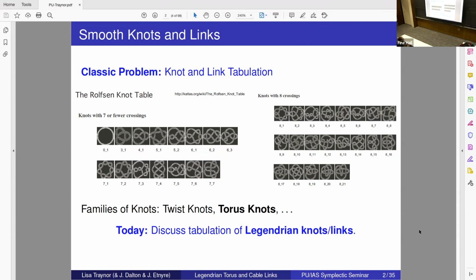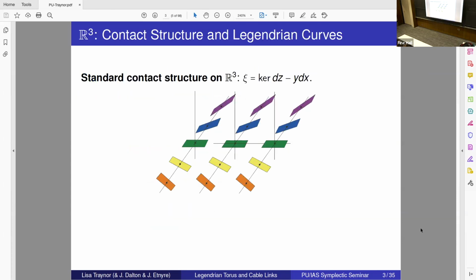Okay, so today I'm just going to talk about a tabulation of Legendrian knots and links, in particular torus links. I'm working in the standard contact structure, so R3 with the standard contact structure. It's just a field of planes, and these are maximally non-integrable planes.